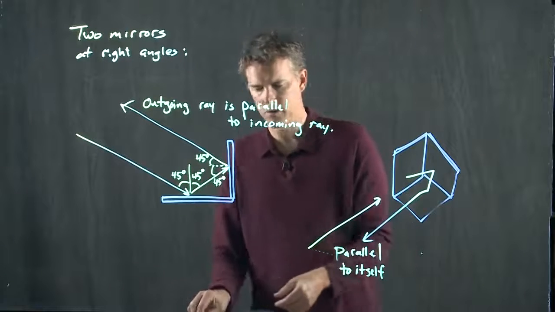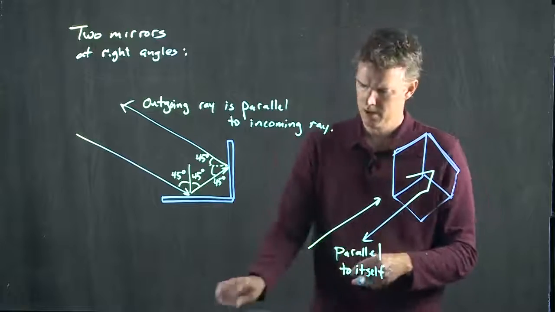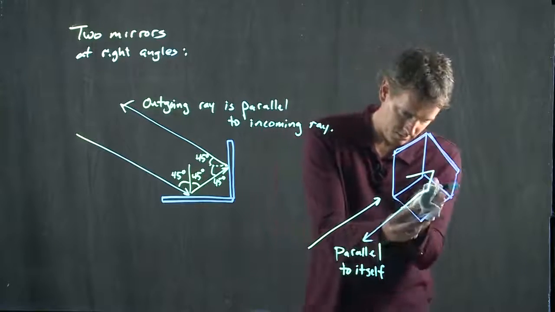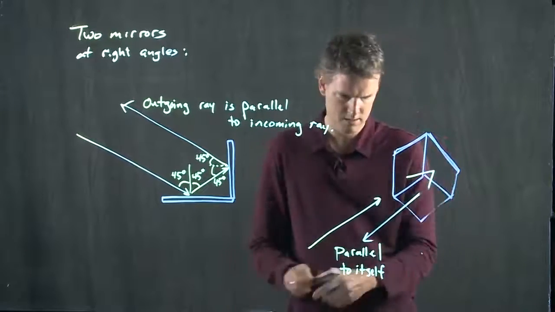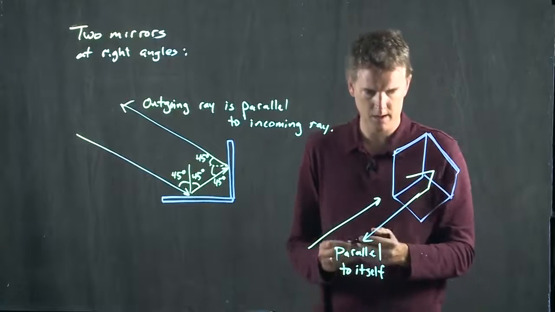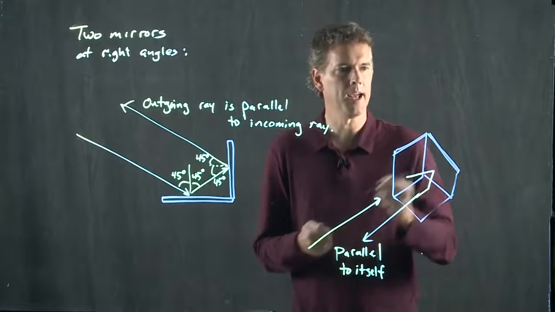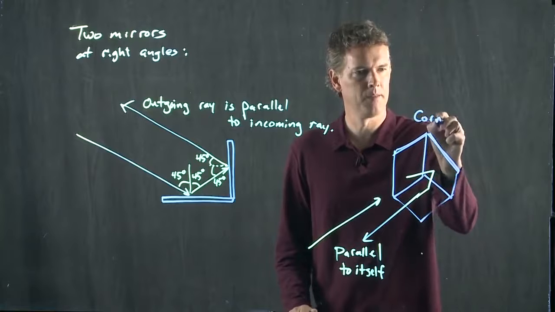And this thing is called a corner cube. This last ray took a little funny jog there. Straighten that out a bit. Okay, it's called a corner cube.